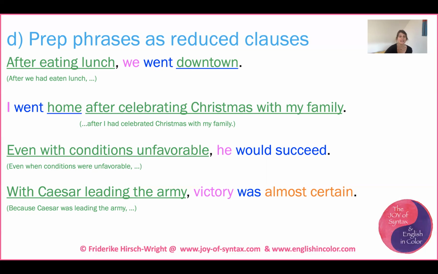With Caesar leading the army, this is a particular prep phrase. It replaces an adverbial clause of reason or cause, because Caesar was leading the army. And we have with the preposition and then Caesar leading the army is actually a nominative absolute or an absolute phrase, which is a noun-like structure, and so it can follow a preposition.